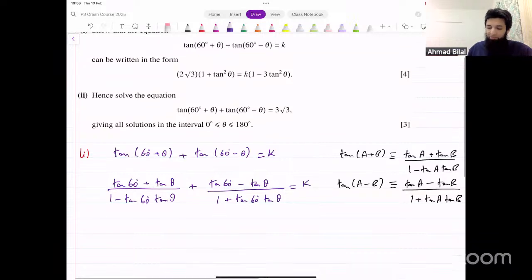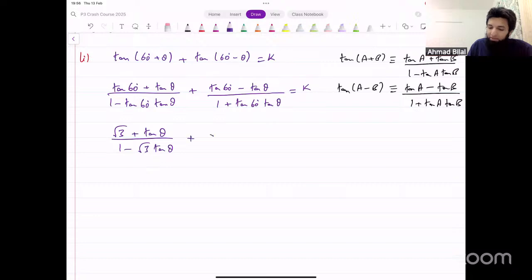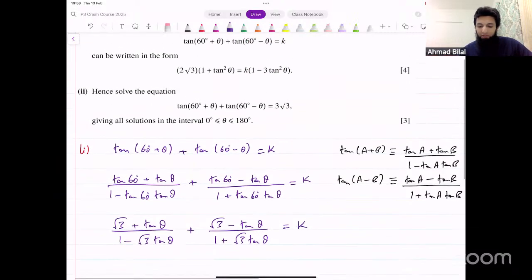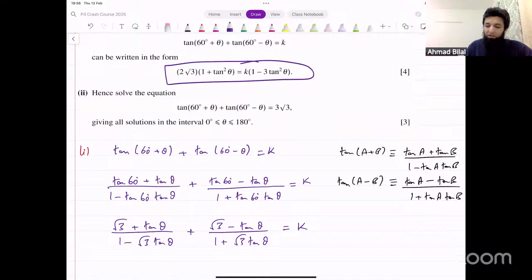All right, now let's simplify this a bit. Tan 60, you can evaluate this on your calculator, and it will give you square root of 3. So you can simplify this as (square root of 3 plus tan theta) divided by (1 minus square root of 3 times tan theta), plus (square root of 3 minus tan theta) divided by (1 plus square root of 3 times tan theta). This equals k. Okay, so we've done the expansion. Now let's look at what they want at the end. Make sure you have the end in mind. This is what you want at the end.